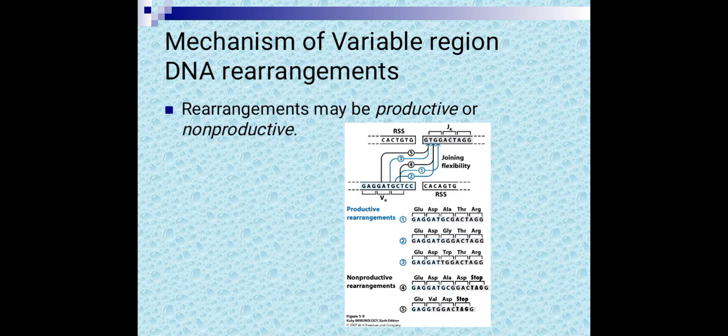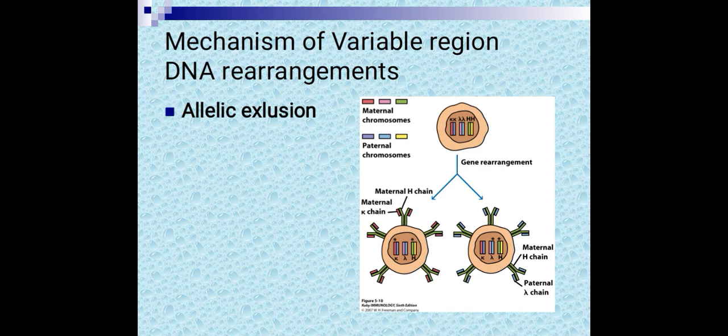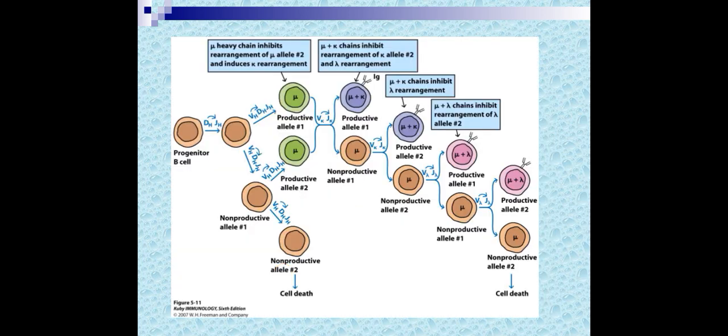Mechanism of variable region DNA rearrangements. Rearrangements may be productive or non-productive. Allelic exclusion: heavy chain genes are only expressed from one chromosome, and light chain genes are only expressed from one chromosome. This is essential for monospecificity. Expression of both alleles would result in a multi-specific B cell. Allelic exclusion.